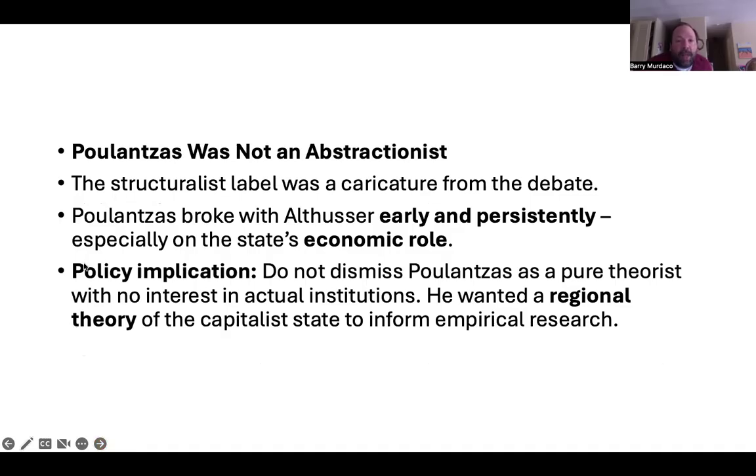Poulantzas was not an abstractionist. This was Miliband's critique of him: he just uses this extremely dense language that nobody outside of 15 people can probably understand. Barrow pushes back against this view as well. The structuralist label was a caricature from the debate. Poulantzas broke with Althusser early and persistently, especially on the state's economic role. Do not dismiss Poulantzas as a pure theorist with no interest in actual institutions. He wanted a regional theory of the capitalist state to inform empirical research.